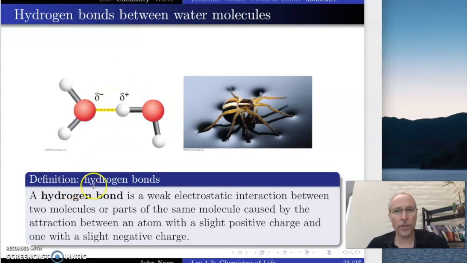But this makes water what we call a polar solvent. Things will dissolve in water that themselves have a charge, because what will happen then is that these charges will dissolve around the structure that has the charge on it. So, for example, sodium chloride.